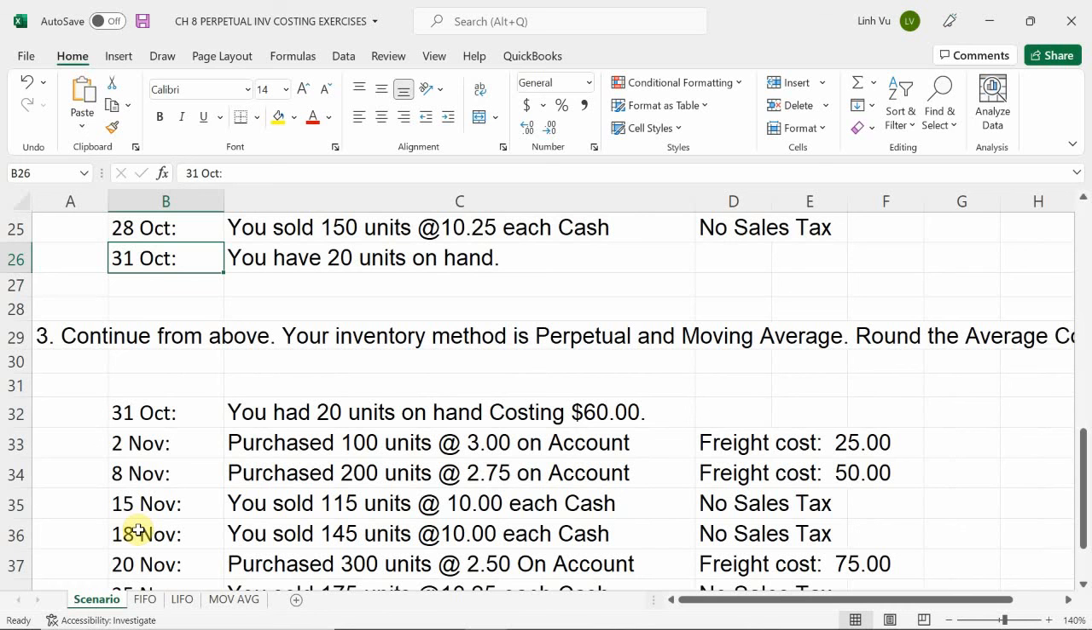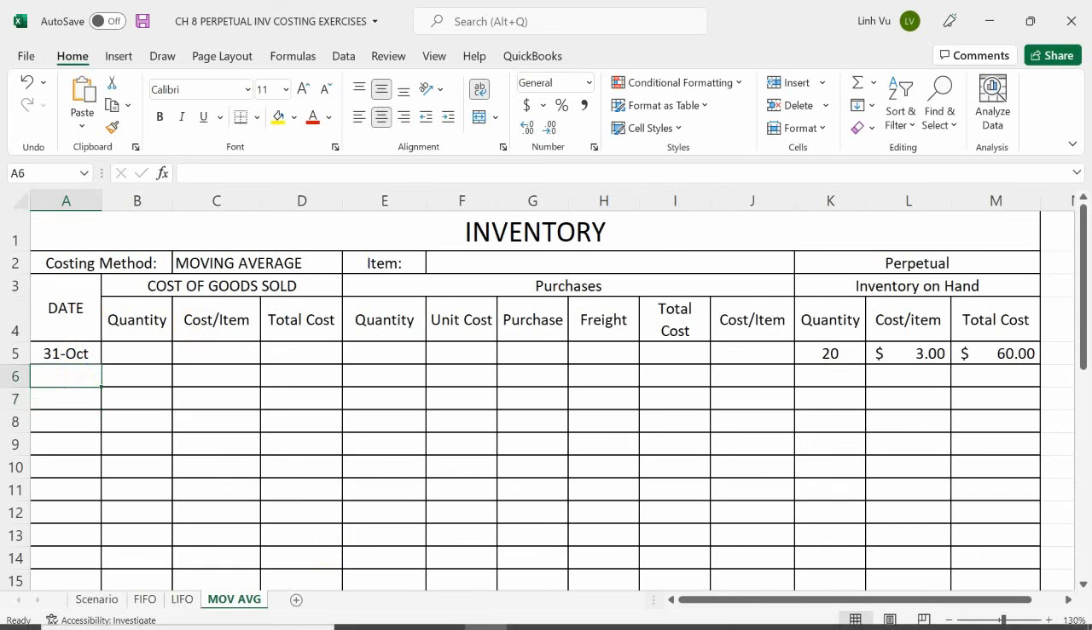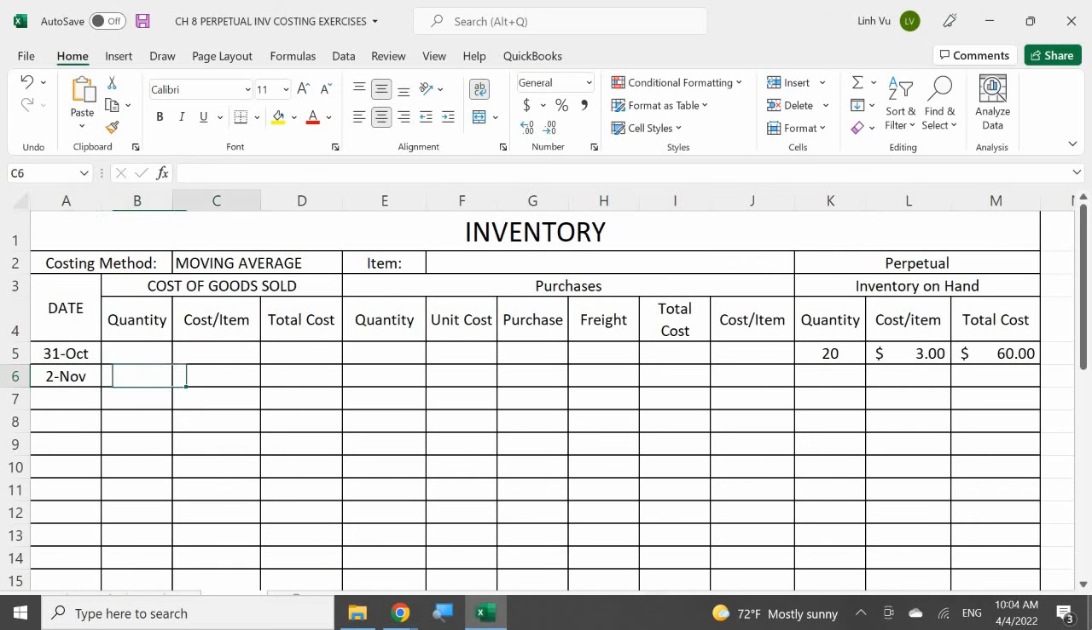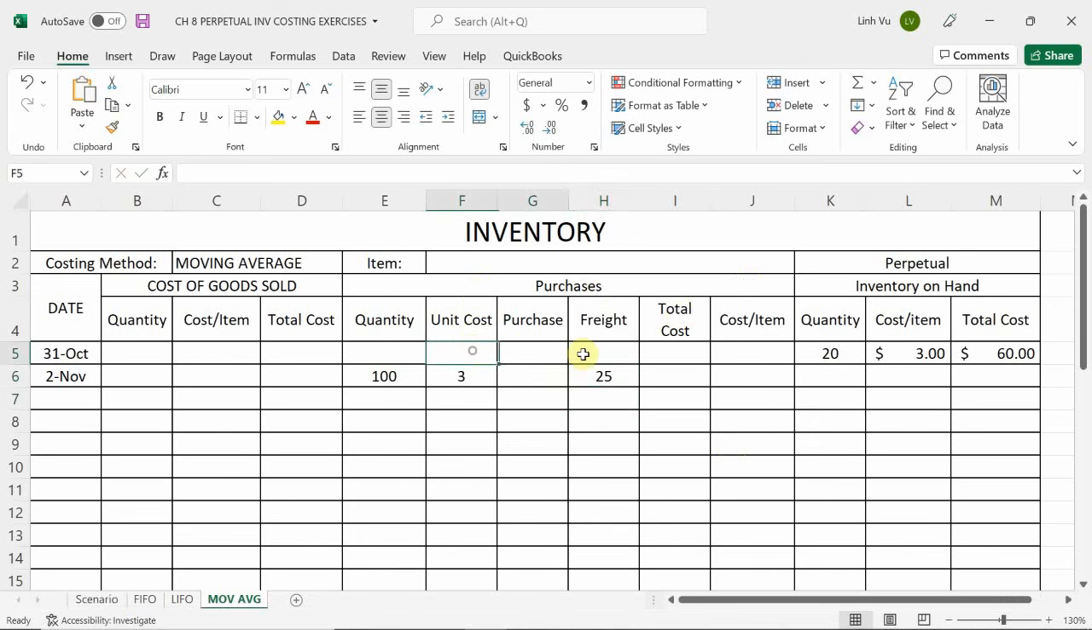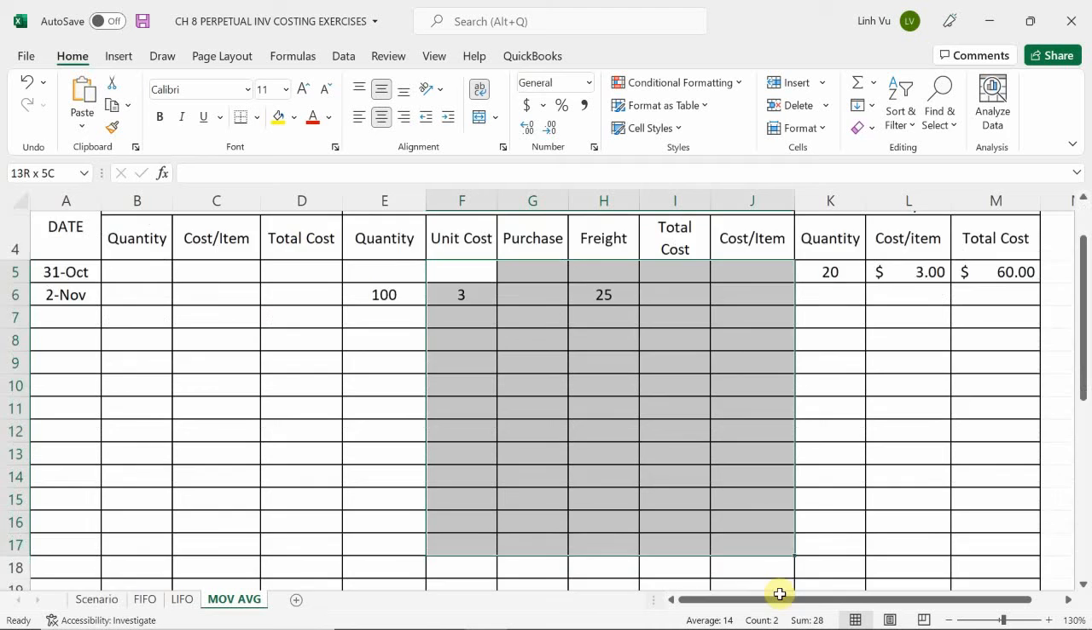So first thing I did in November was November 2nd. I ended up purchasing 100 units at $3 each on account. Freight cost 25. So $3, 25 freight, 100 units. So in this case, moving average, it's November 2nd, right? And I skip over the cost of goods sold. We purchased 100 units at $3 each with a freight of 25. Okay. So in this case, what's my total purchase price?